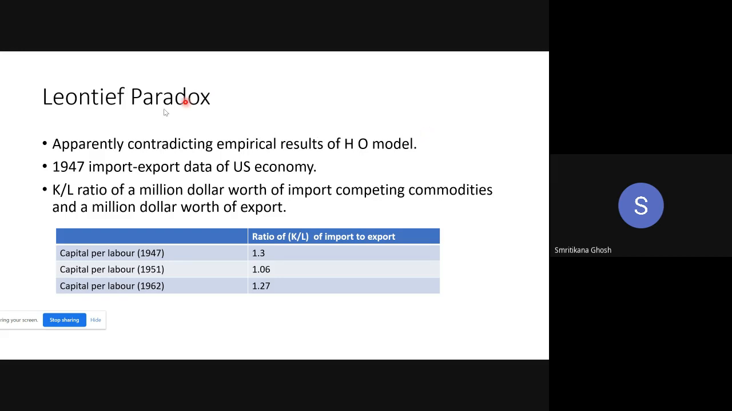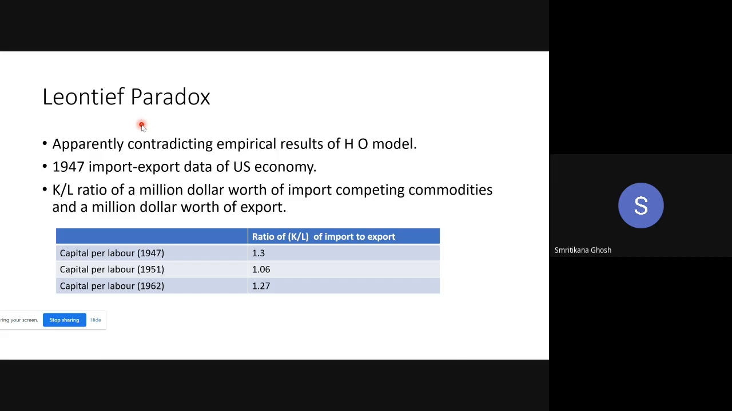The Leontief paradox was introduced by Leontief. This is a paradox. I think that will be a bit interesting to you. Where is the paradox? You have the HO model in your hand, and what is the HO model saying? The HO model is saying that if you are labor abundant, you should produce more of the labor intensive commodity and export it. If you are capital abundant, then you should produce more of the capital intensive commodity and export it, right? So this is the theory. Now Leontief was going to check this theory against real data.